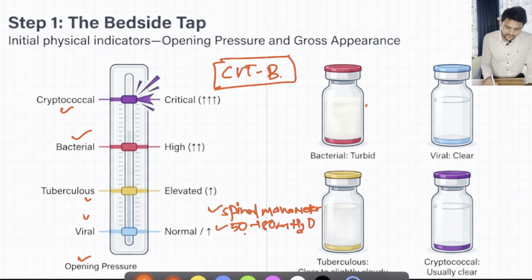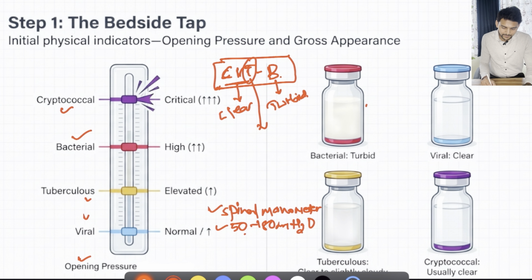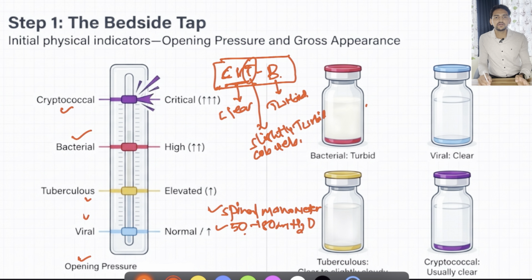When it comes to appearance, in these 3 groups mainly, that is cryptococcal, viral meningitis and tubercular, majority of the times the fluid will be clear. Whereas in bacterial meningitis, it will be turbid. And sometimes we can see cobweb or slight turbid appearance in tuberculosis as well. Slightly turbid or cobweb formation we can see in the fluid, but it will be usually clear in case of cryptococcal and viral. So CVTB is the word which we have to remember as the initial step of analysis.